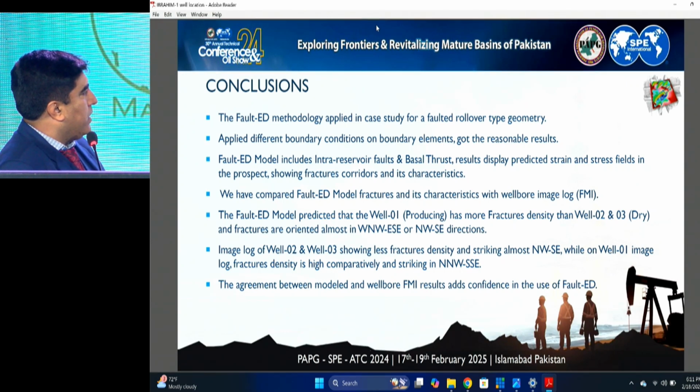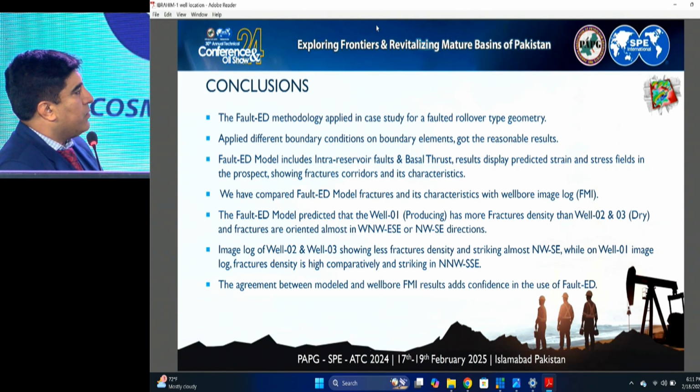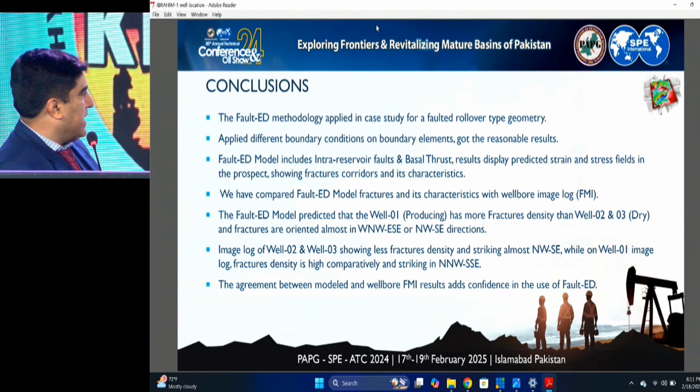We have compared fault ED model fractures and characteristics with wellbore FMI. The fault ED model predicts that well 1 has more fracture density than wells 2 and 3, and the fractures are oriented almost west-northwest, east-southeast or northwest-southeast.